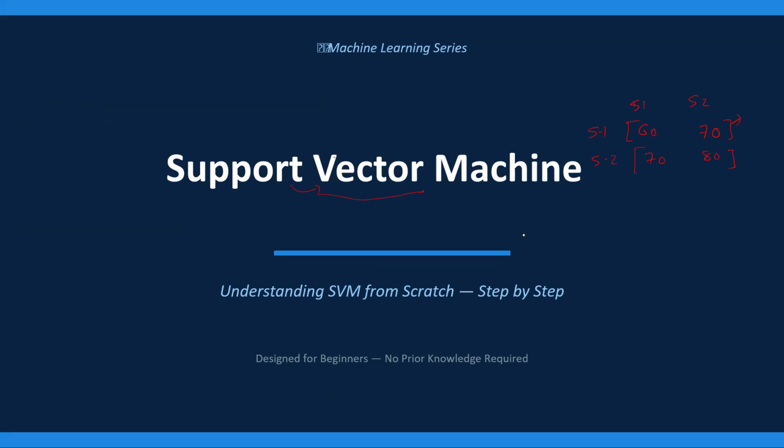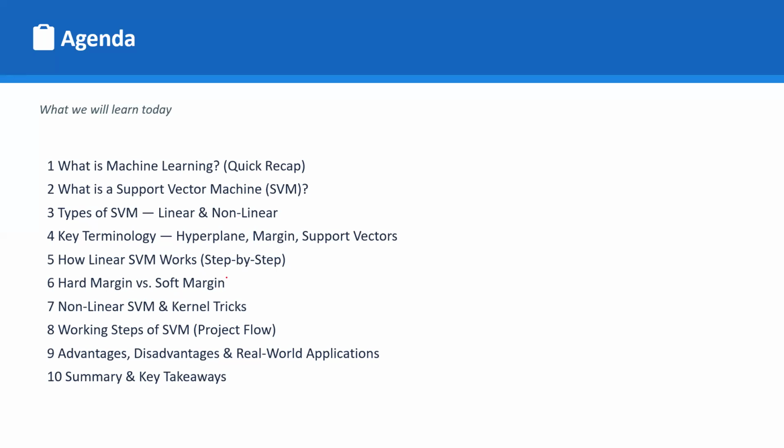We will see one by one what exactly this means and where to use it. Here I'm going to explain what machine learning and support vector machine mean, when to use it, and what the types and key terminology are. This really helps to understand the terminology used here. Then the step-by-step workflow, the linear support vector machine, and two more concepts inside that linear support vector machine: the soft margin and the hard margin, and the non-linear SVM with the kernel tricks, right?